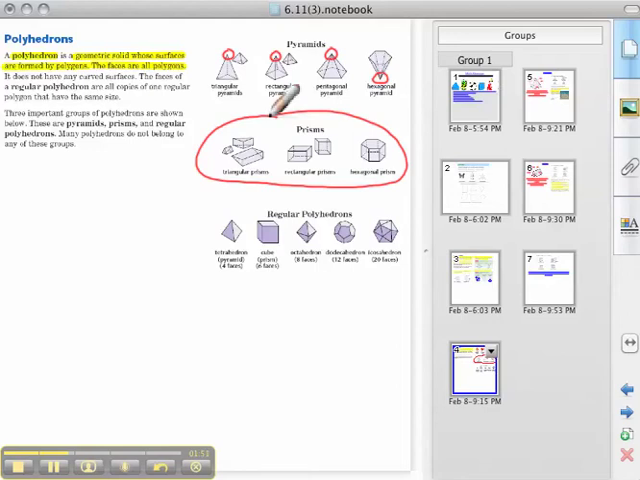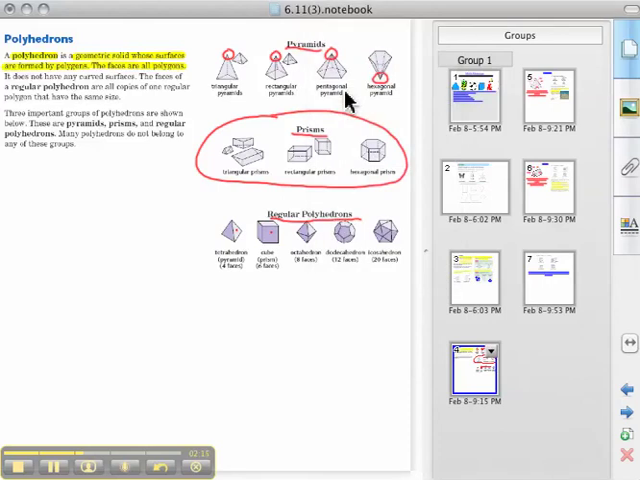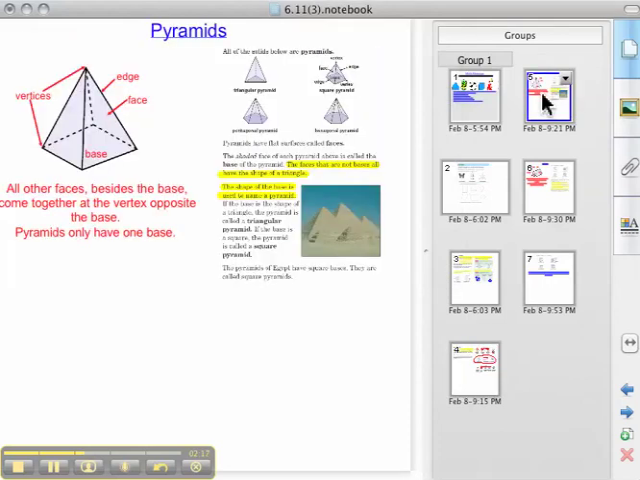3 important groups of polyhedrons are the pyramids, which is here, the prisms, which are here, and the regular polyhedrons. Many polyhedrons do not belong to any of these groups. But if the faces of all the sides are all the same, it can be considered a regular polyhedron. So let me select that tool. Let me continue. Now I want you to look at pyramids a little closer now.